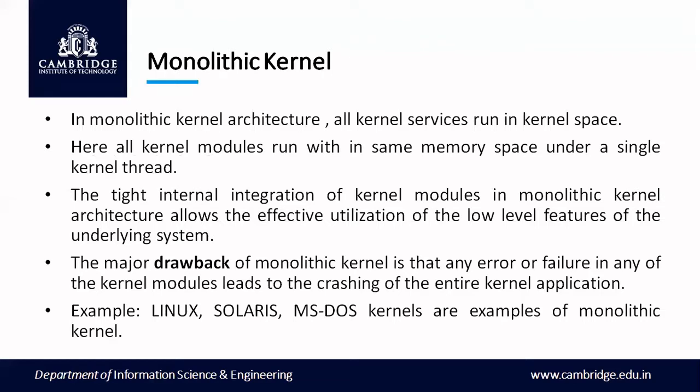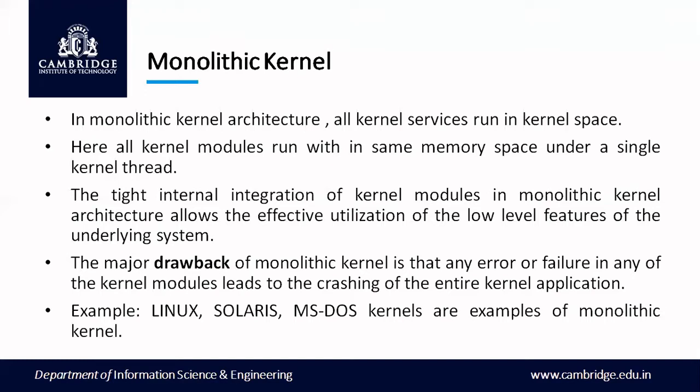In monolithic kernel architecture, all kernel services run in kernel space. Here all kernel modules run within the same memory space under a single kernel thread. You'll have kernel modules which run within the same memory space, under a single kernel thread. You create threads for running your processes. So all the kernel modules run within the same memory space under a single kernel thread.